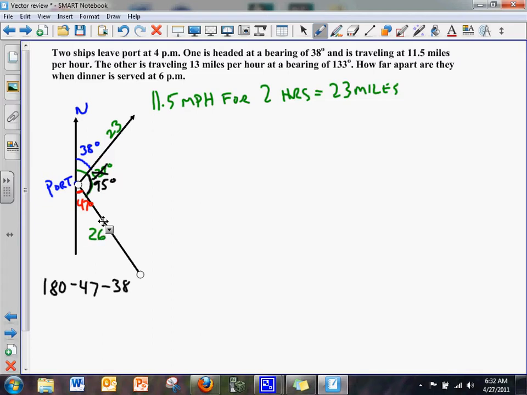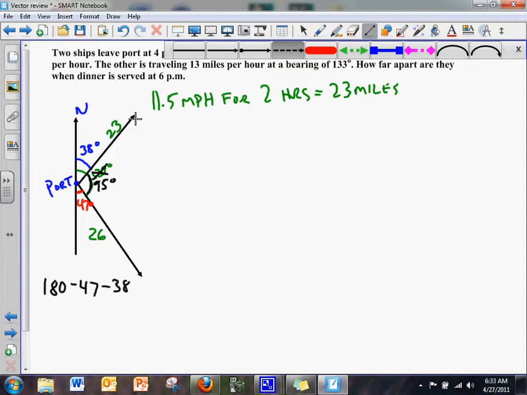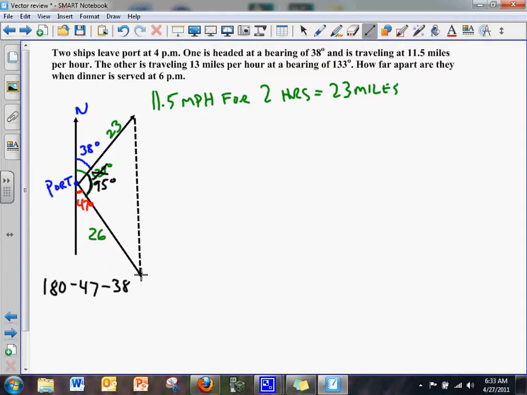So the question's asking how far apart are they? So it's asking for that distance, the distance between the boats. We'll call this boat A, we'll call this boat B, and the port we'll say is point C. So we've got a triangle there, and here is the key. We know two sides and the angle in between. We have side, angle, side.